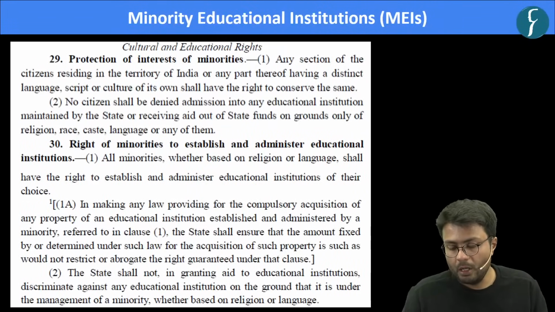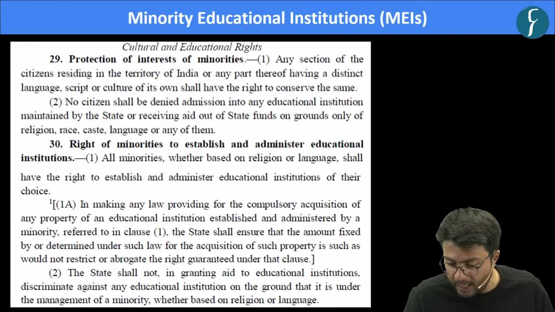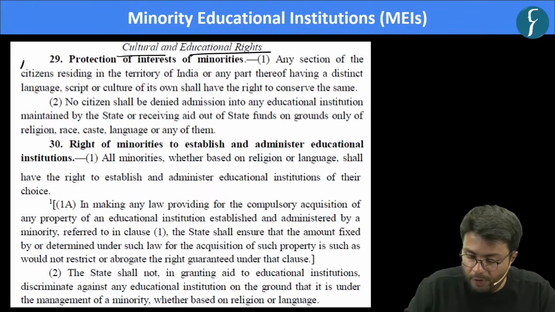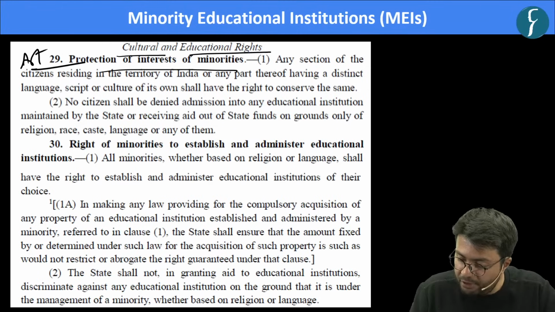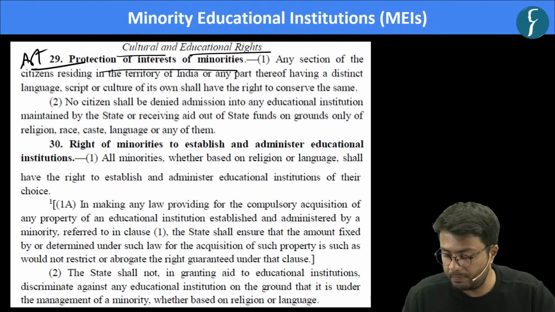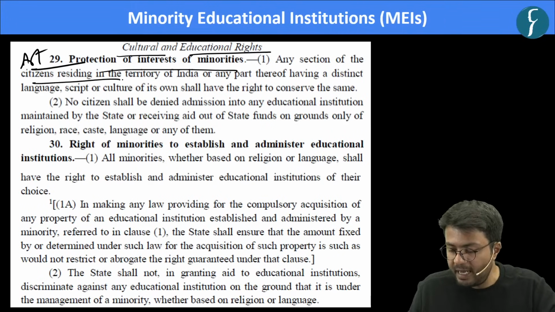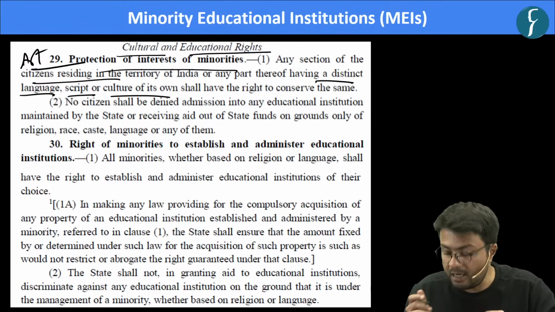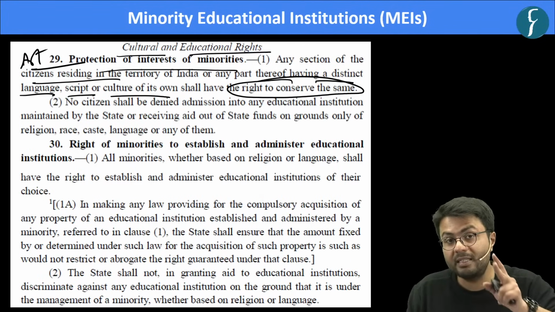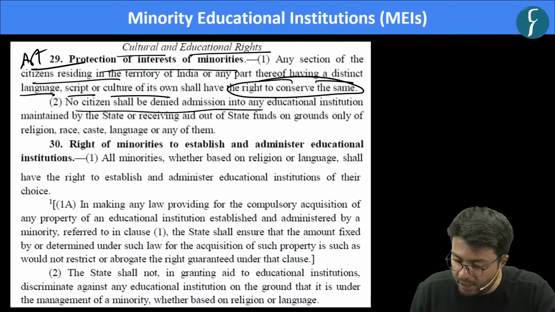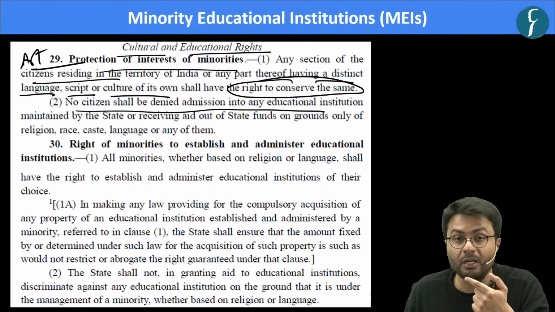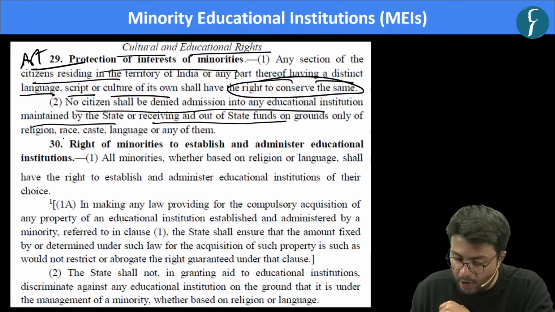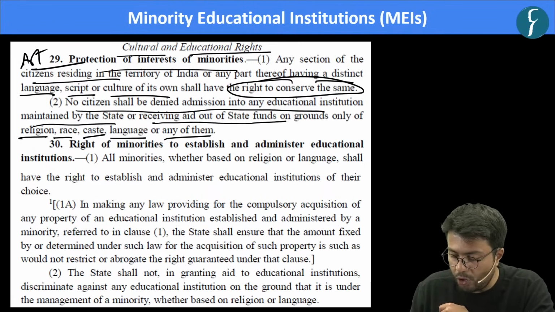Now, the Indian Constitution, which is the supreme law of the land, guarantees minorities in the country certain cultural and educational rights. First of all, Article 29 of the Constitution protects the interest of minorities through two subsections. The first is that any section of citizens residing in the territory of India who have a distinct language, script, or culture of their own have the right to conserve their culture. The second subsection highlights that no citizen of India shall be denied admission to any educational institution maintained or receiving aid by the state only on the grounds of religion, race, caste, language, or any of them.